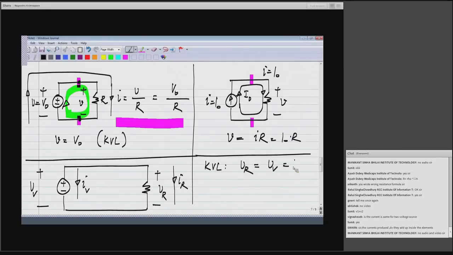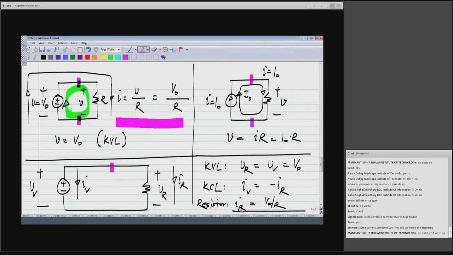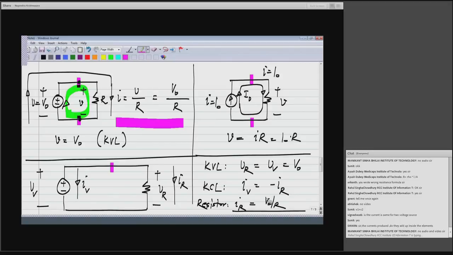VR equals VV, which is equal to the voltage source value V0. And by KCL, applied at this node, IV plus IR will be equal to 0, or IV equals minus IR. And IR itself is given by the property of the resistor. IR will be VR divided by R, and that happens to be V0 by R. And IV happens to be consequently minus V0 by R. Okay, that is for this particular circuit.